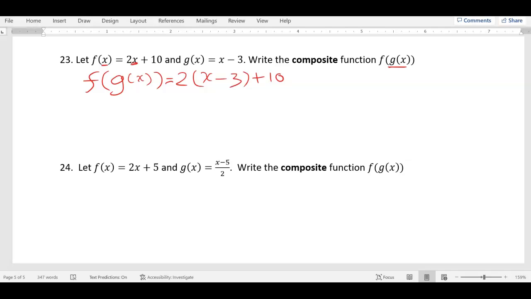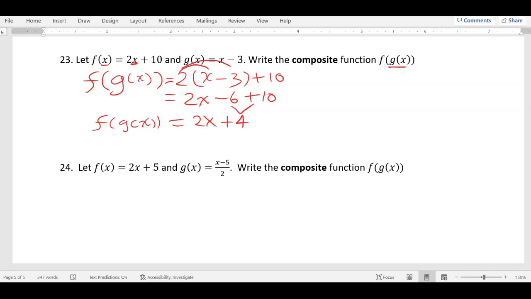So let's go ahead and distribute that, 2 times x, 2 times negative 3. So 2x minus 6, bring down plus 10, combine like terms. So f of g of x is 2x, and negative 6 plus 10 is 4.